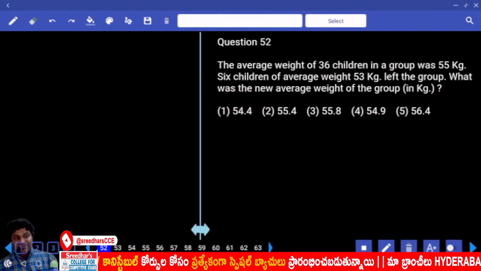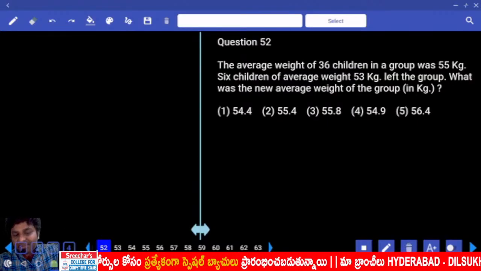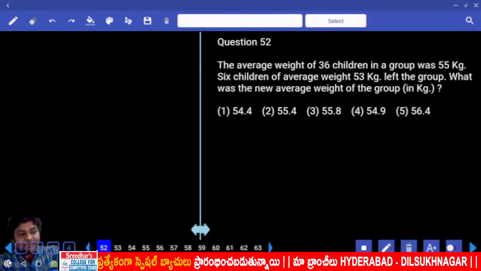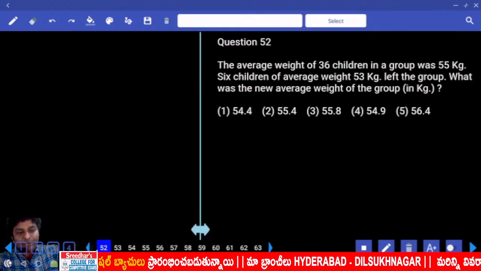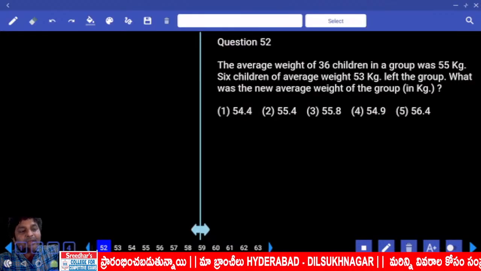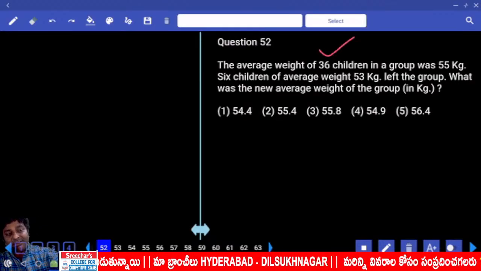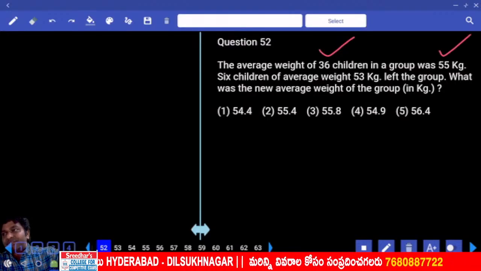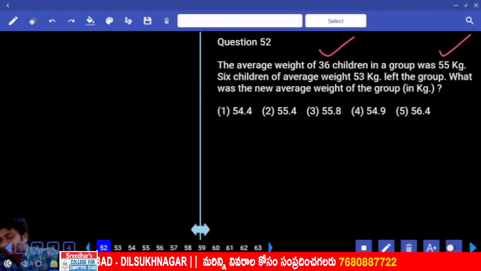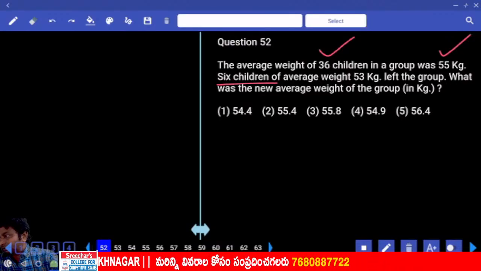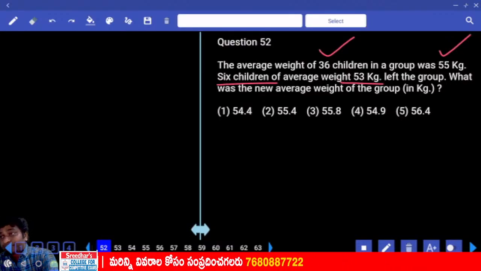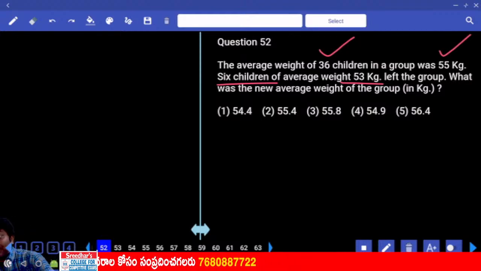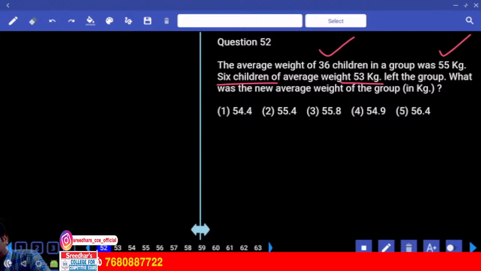The average weight of 36 students in a group was 55 kgs. 6 children of average weight 53 kgs left the group. What was the new average weight of the group? Assume there are 36 students in our class. Everybody is having 55 chocolates equally. 6 people are going out by taking 53 chocolates. But how many chocolates does each have? How many are they taking out? Then how many are left?